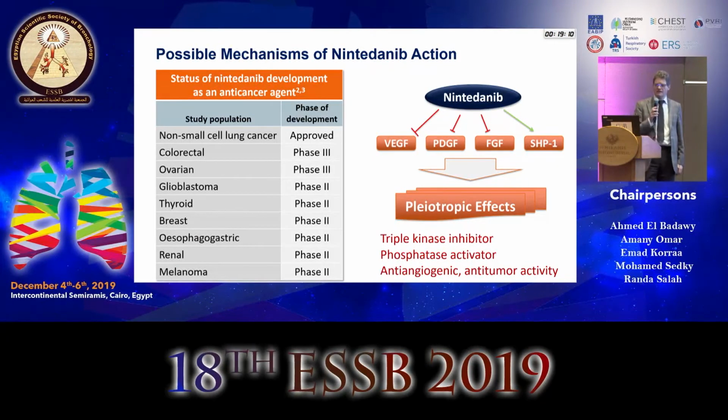The other one, nintedanib, is a triple kinase inhibitor. It's not only a drug for pulmonary fibrosis, but also very much for cancer, because it has anti-angiogenic, anti-tumor activity. It's approved for non-small cell lung cancer, and it's in study for many other kinds of cancer. The main effect in fibrosis is the effect of the kinases on the antifibrotic and anti-inflammatory pathways.